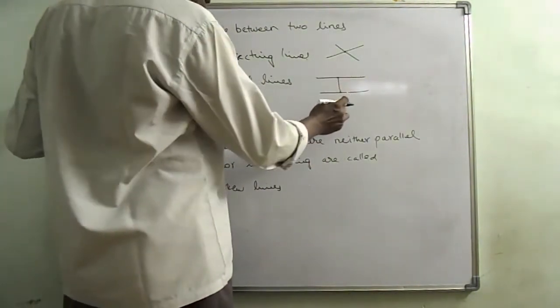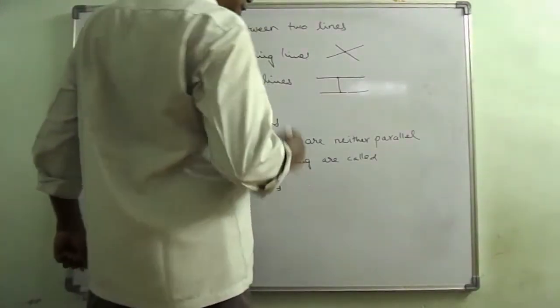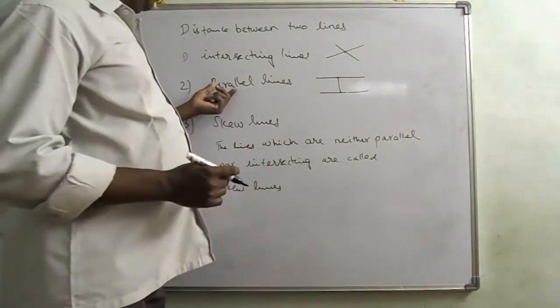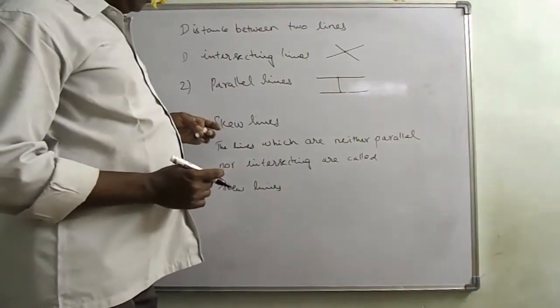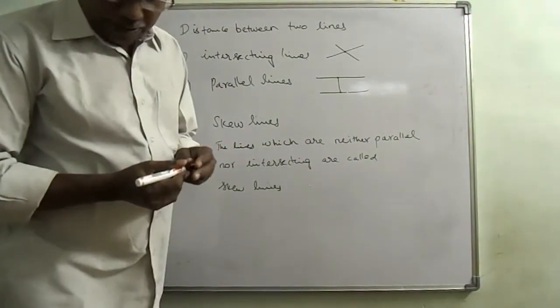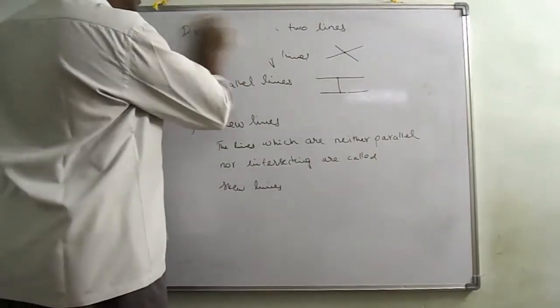For parallel lines, there may be numerous points, but the line perpendicular joining any two points between the parallel lines is called the shortest distance. All others are greater than this, therefore this is the shortest distance between two parallel lines. And skew lines also we have, which are different. Now let us see the formula for finding the distance between two lines.